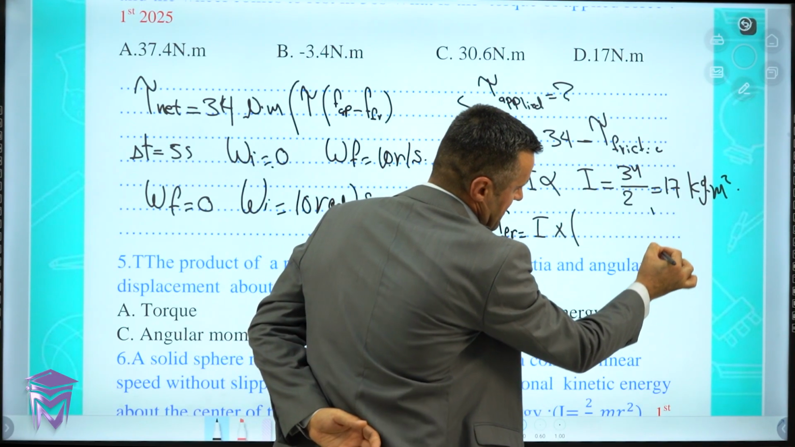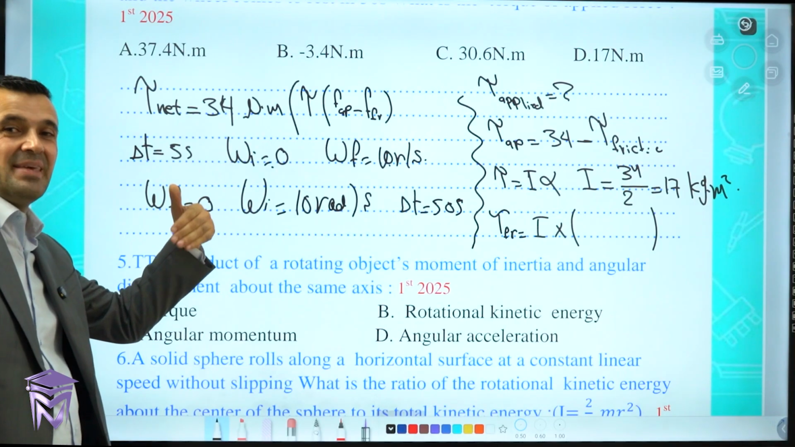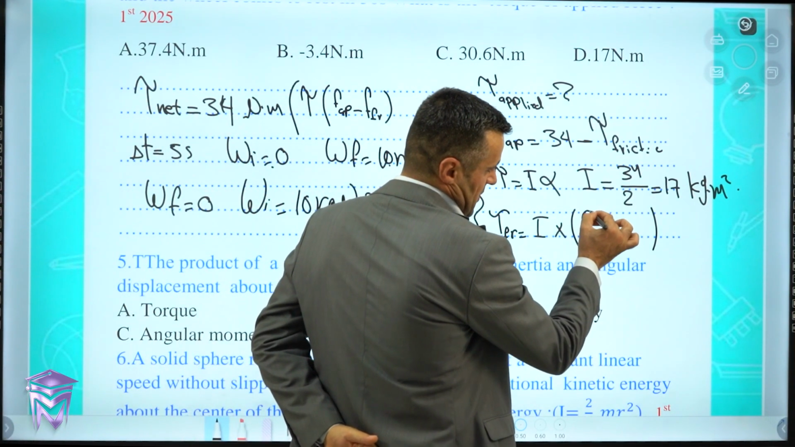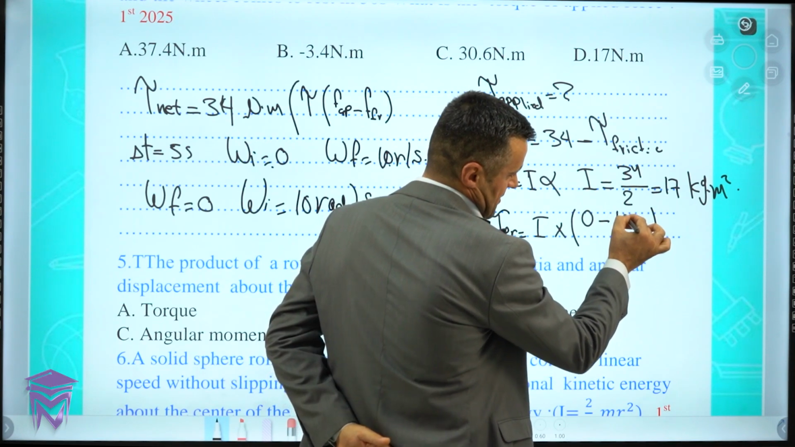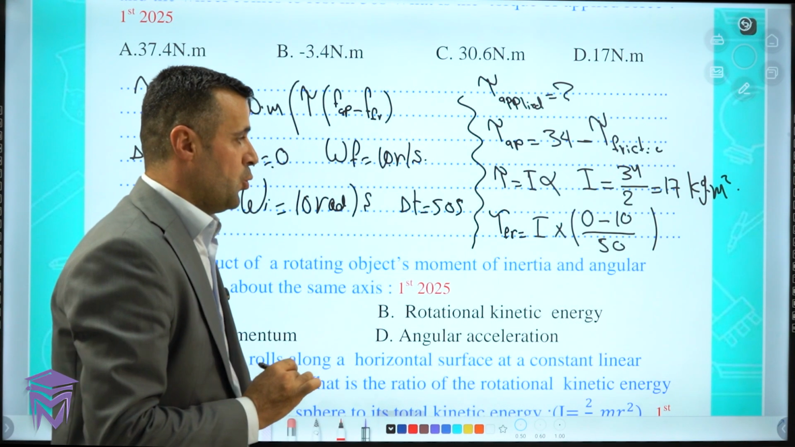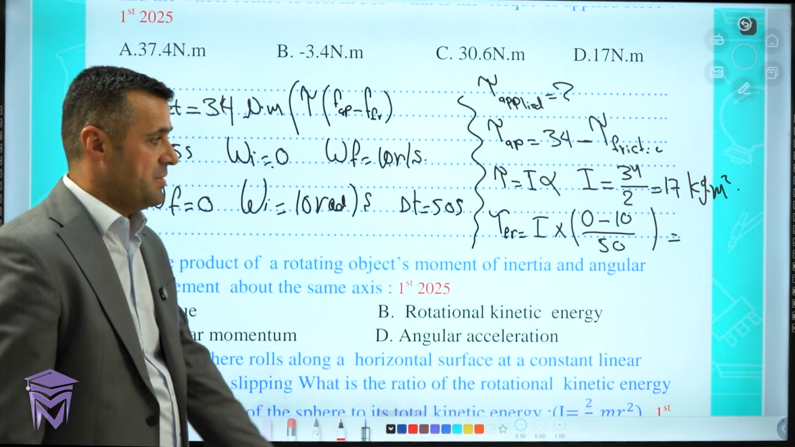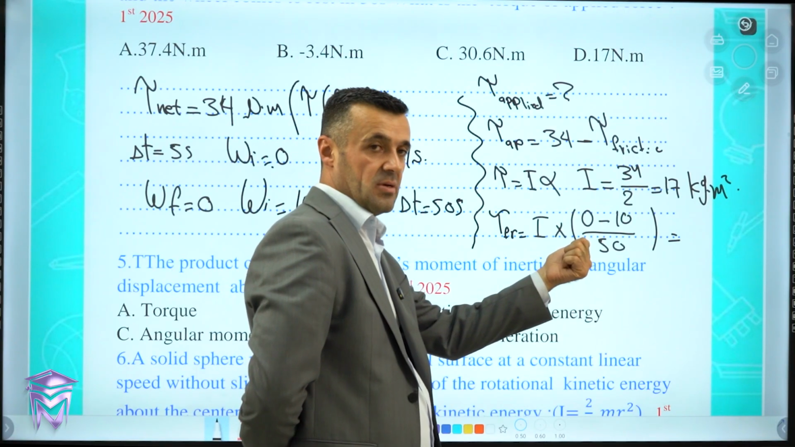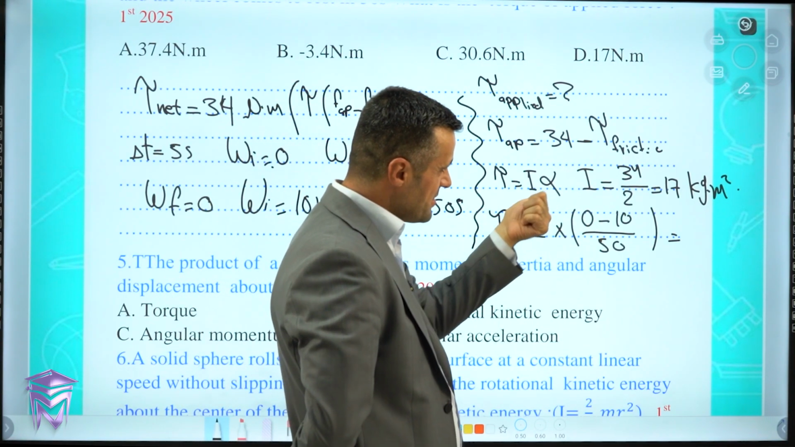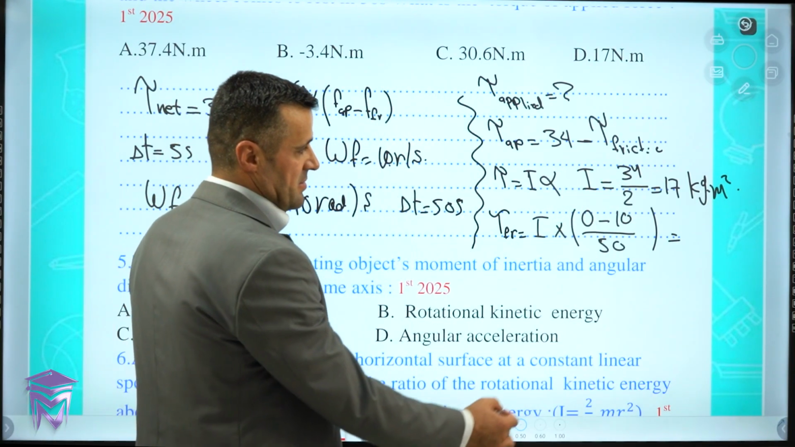But we have to find alpha when the wheel begins slowing down. Omega final equals 0 minus 10 divided by 50. Okay? 0 minus 10 equals minus 10, divided by 50 equals 0.2. Then 0.2 times 17 equals what?